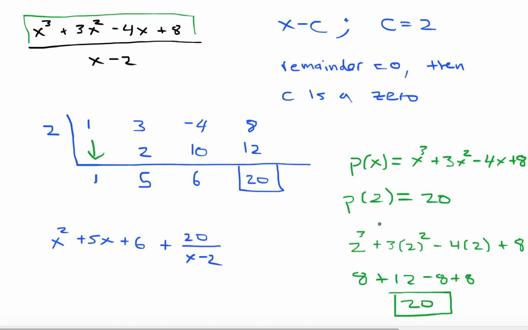Remember, the key is, what happens if the remainder is 0? If the remainder is 0, then the number that we divide by is going to be a root or a solution. In this case, it's not, though.